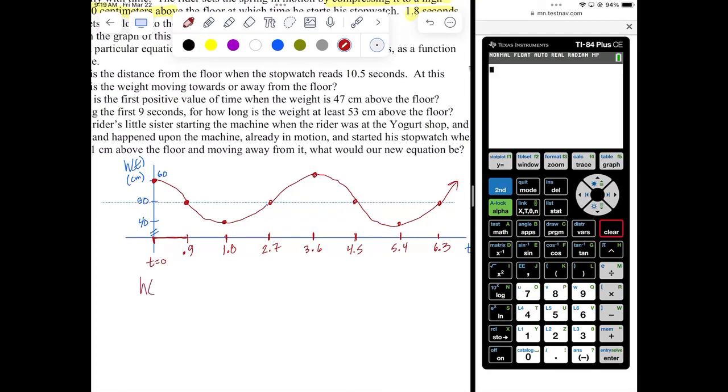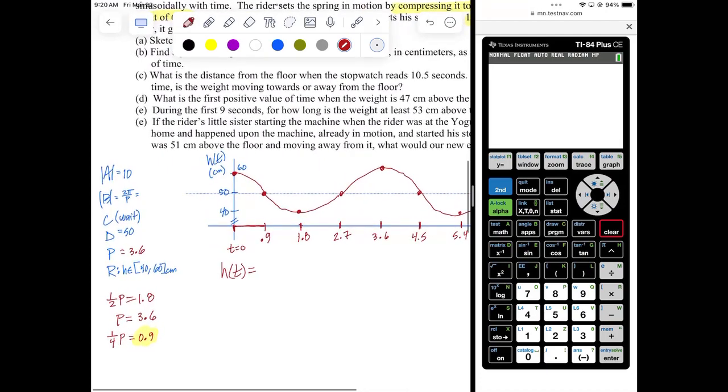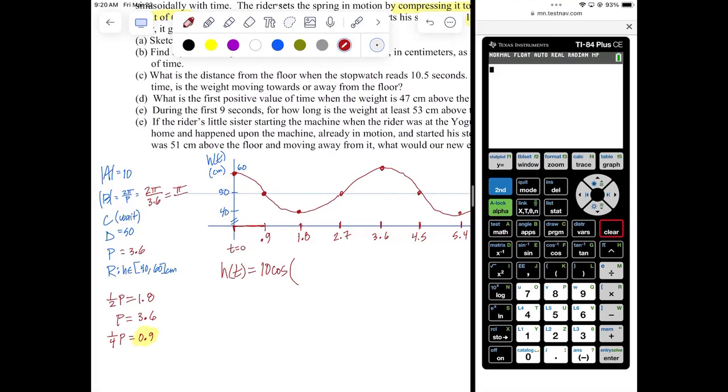So h of t is going to be, again, if we don't want a phase shift, which is the most ideal one, it starts at 0 at a high point, so that would be a what? What do we say? If it starts at a high point, cosine, so the amplitude is 10, so it's positive 10 cosine of b. We haven't found b yet, have we? It's 2 pi over p, so that's 2 pi over 3.6, which should be pi over what? 1.8?